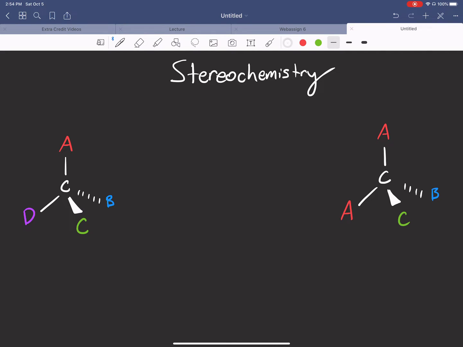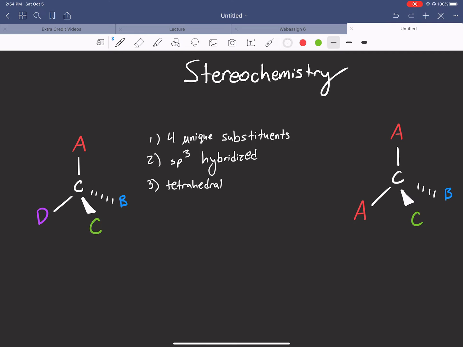But some of the requirements for something to be chiral, they're pretty easy to remember. So one of the requirements is that you need to have four unique substituents. Number two, you have to be sp3 hybridized. Number three, tetrahedral. And keep in mind, this is a requirement for a chiral carbon. You'll hear the word stereocenter, and I'll introduce that in a few minutes. Okay? And so let's look at our molecule on the left.